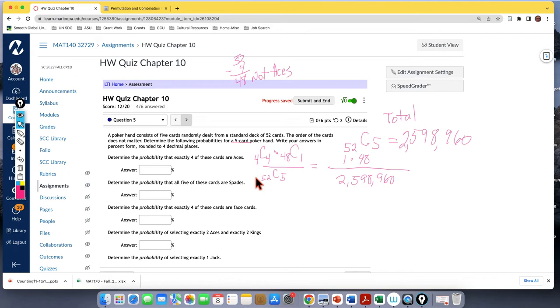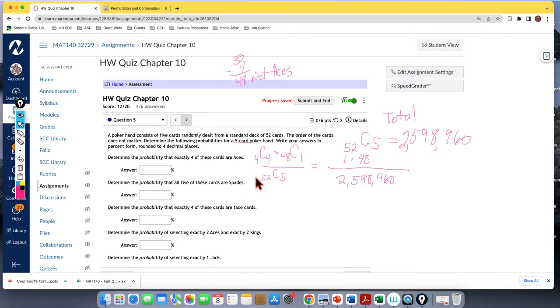You'll see 48 divided by 2,598,960. They want them as a percentage, so then that, wait a minute, oh yeah. You'll get a number in your calculator, if you're using the calculator, you'll see e to the minus 5 probably. What that means is the number is so small, you have to move the decimal over 5 places.